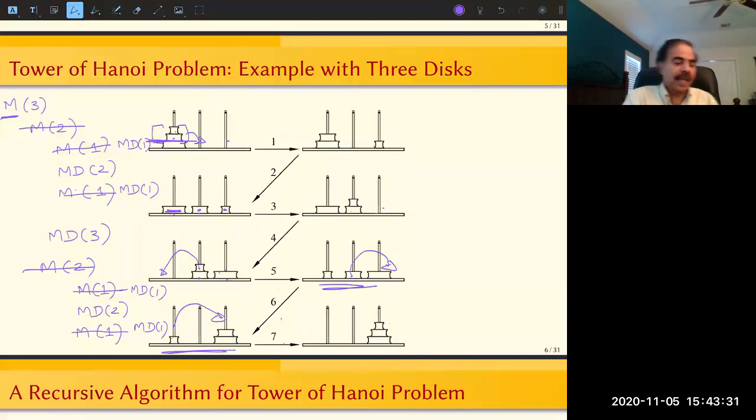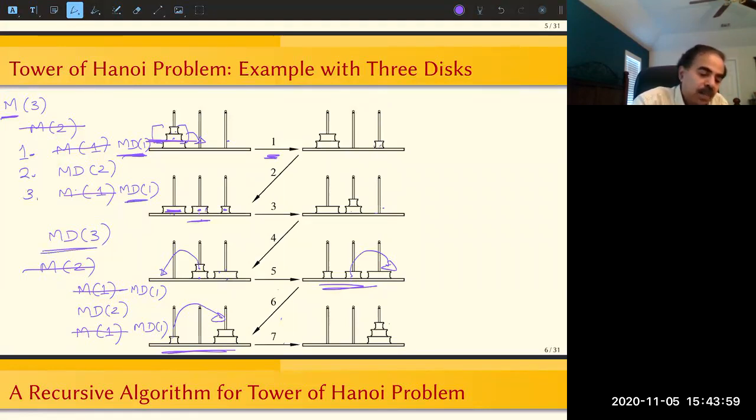So I expanded that. So now you'll see that the first step is move disk of 1, right? Which is what I have done here, right? So the first step shown here is exactly this, right? And the second step shown here, you can see is also this, right? Moving the disk 2. And the third step is moving the disk 1 back on top, right?